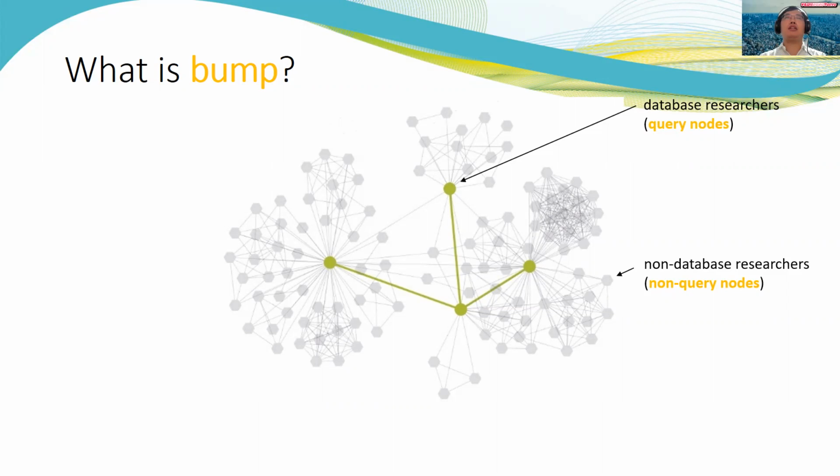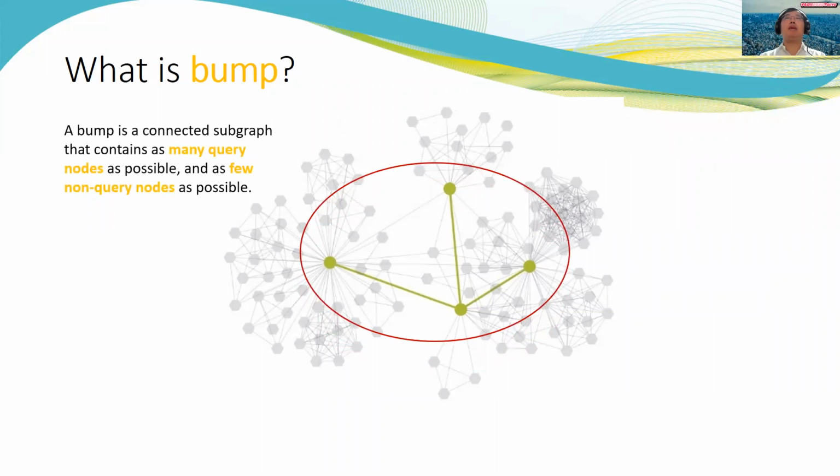not interested in. A bump is a connected subgraph that contains as many query nodes as possible and as few non-query nodes as possible. In this social network, since query nodes represent researchers who conduct research on databases, a bump represents a group of researchers in a database community. Finding such bumps can help us analyze a specific research topic.